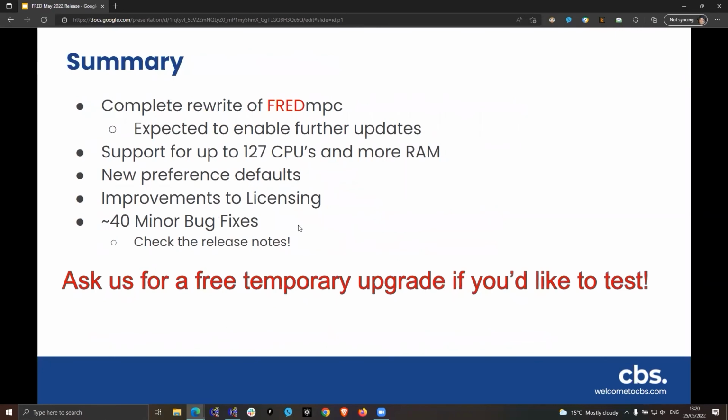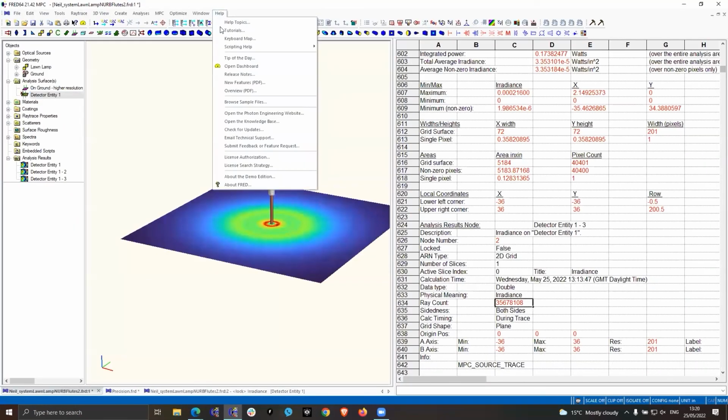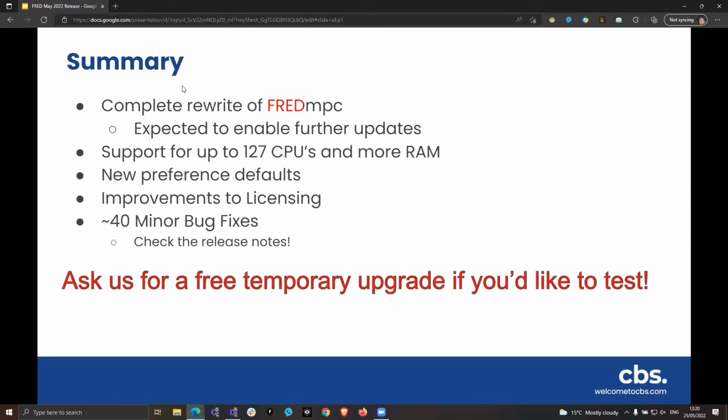on the development roadmap. So in summary, there's been a complete rewrite of FREDmpc, and that's expected to enable further updates. Support for 127 CPUs and much more RAM, new preference settings, the turbo color scheme, improvements to licensing, and around 40 minor bug fixes. We're not going to spend any time looking at those. They are all in the release notes of Fred. For those of you that aren't aware where to find them, you can go to Help and then Release Notes, and all of the detail is in there.